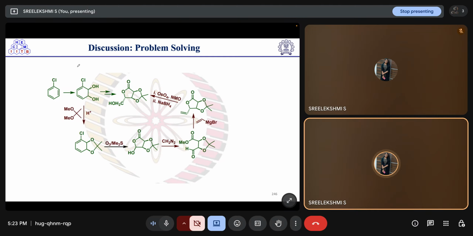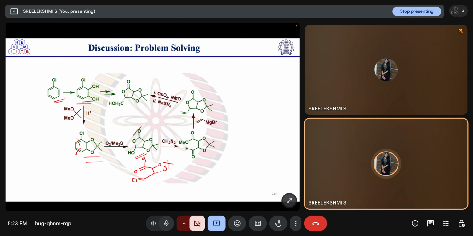Then here another example is this diol. Once we get it from chlorobenzene, it is protected using this dimethoxy compound to get this derivative. Then ozonolysis of this one will cleave both the double bonds. So what we will get is this: Cl, here C double bond O, and here also C double bond O will form. Then it can cyclize to form this compound.